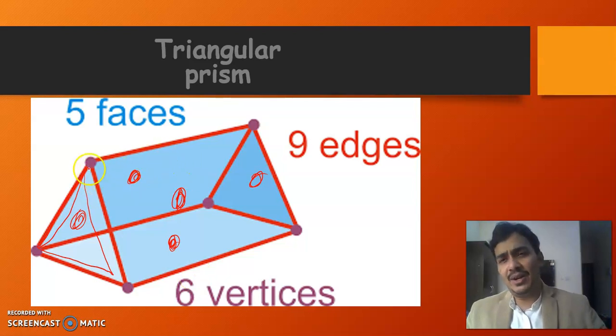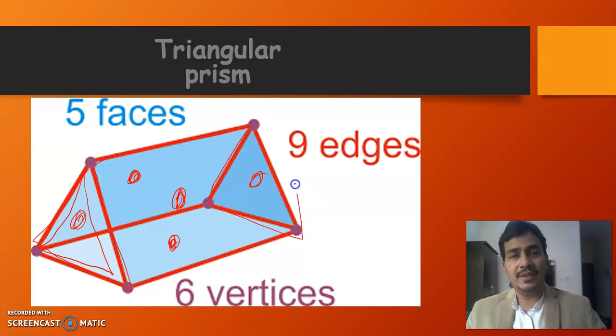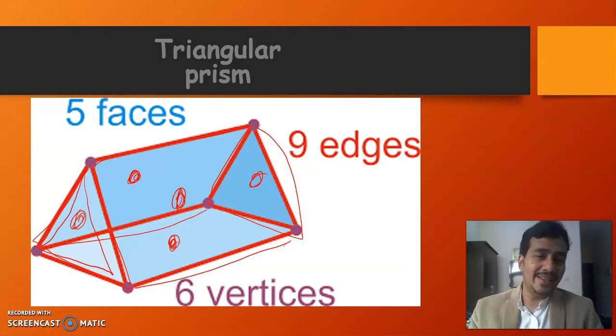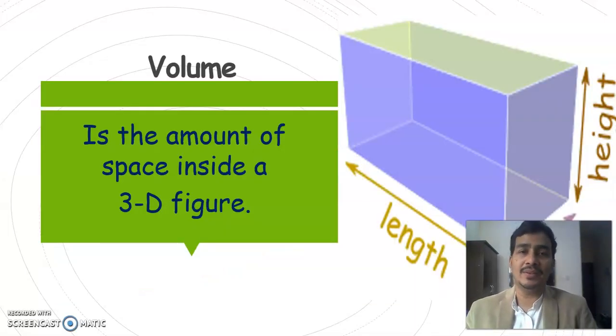9 edges. You can count the 9 edges. 1, 2, 3, 4, 5, 6, 7. This big one 8, and this big one 9. So there are 9 edges, and vertices are simple. You can see the vertices are 6, so it's very easy to understand the vertices.